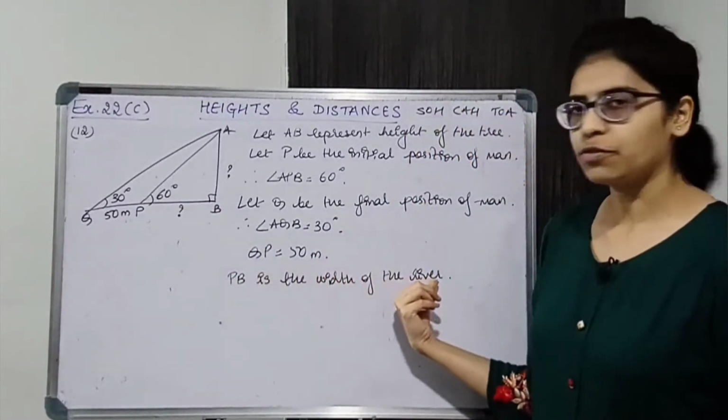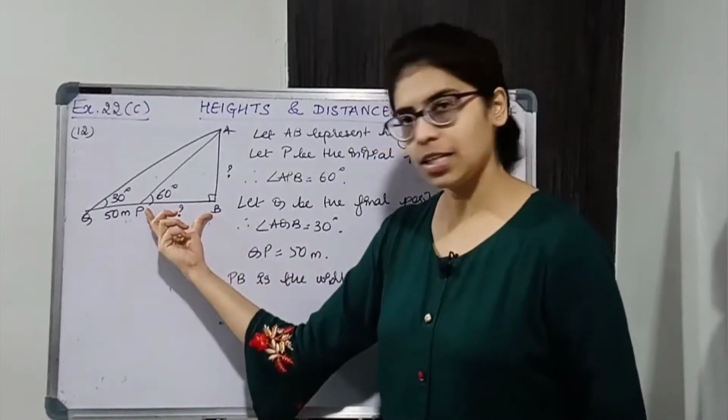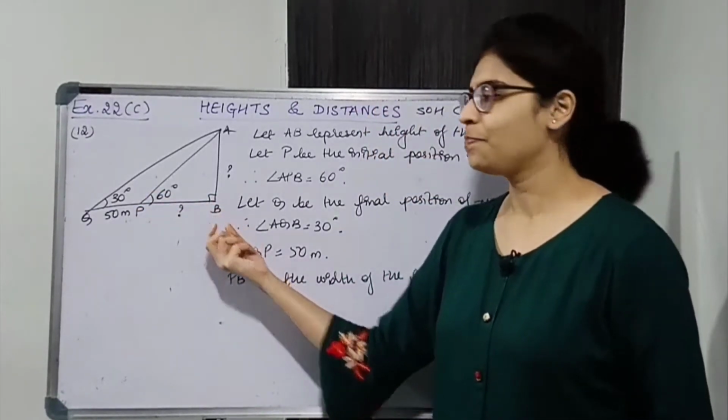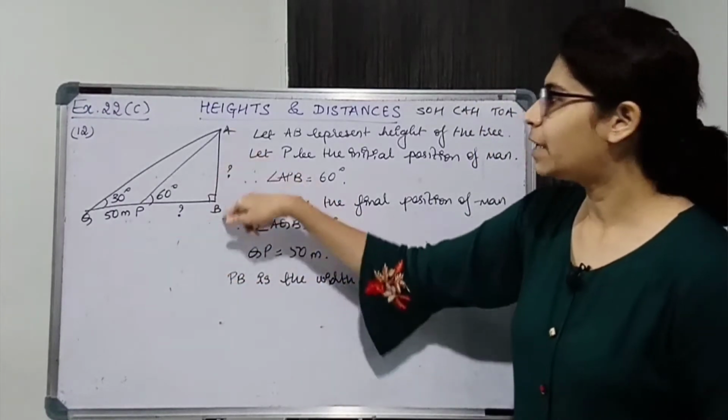Now PB is the width of the river. Okay, width of the river is this. River is flowing in between. This is one side of the bank, this is the other bank. Okay, now we have to find PB and AB.